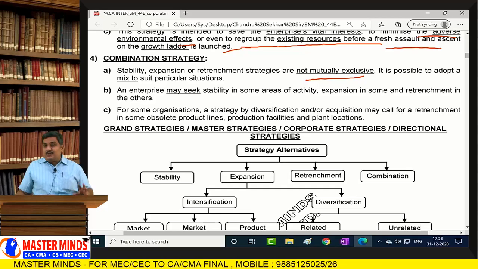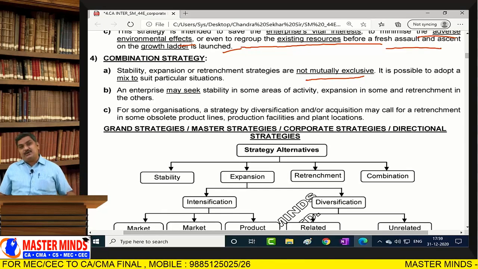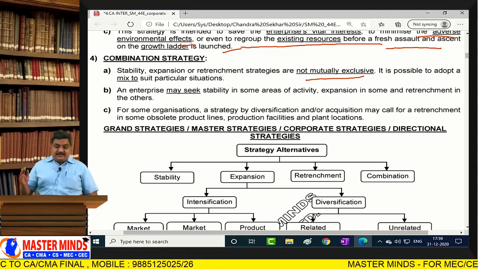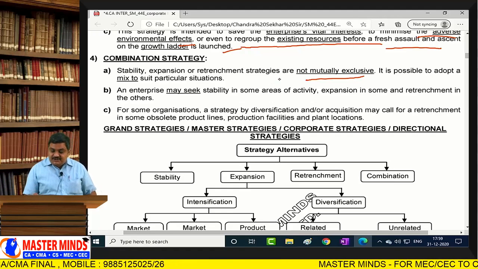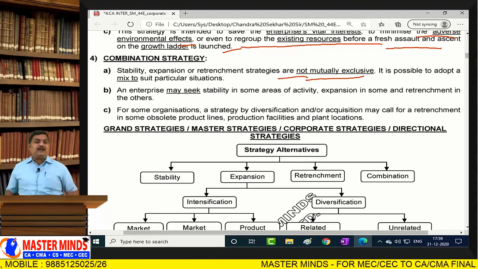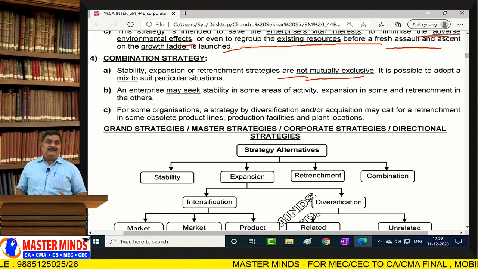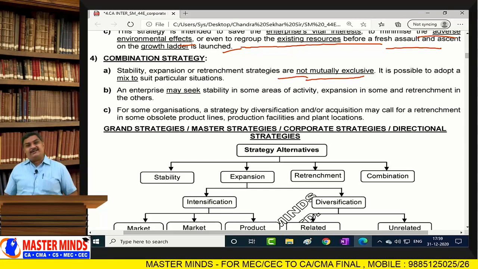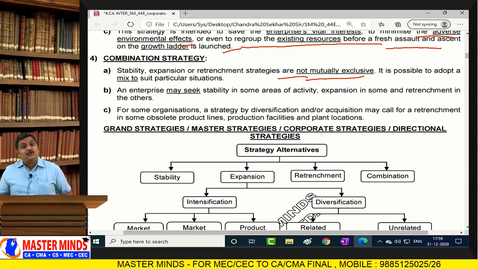See, once you are very good at strategic management and once you are very good at making strategies, you will enjoy very great positions in your career as business consultants. Okay? Right. So, stability, expansion and retrenchment strategies are not mutually exclusive. They are not separate. Not stability at one time, expansion at another. At the same time, we follow all the three strategies.